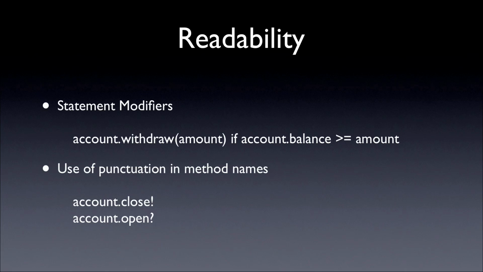Secondly, Ruby allows you to add certain punctuation such as exclamation and question marks. These are common idioms. An exclamation mark usually means the method changes the structure of the object in some volatile way, and a question mark is usually used for methods that return Boolean, yes, no, true, false values.